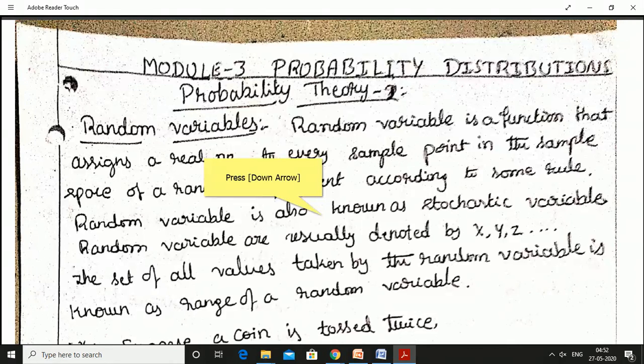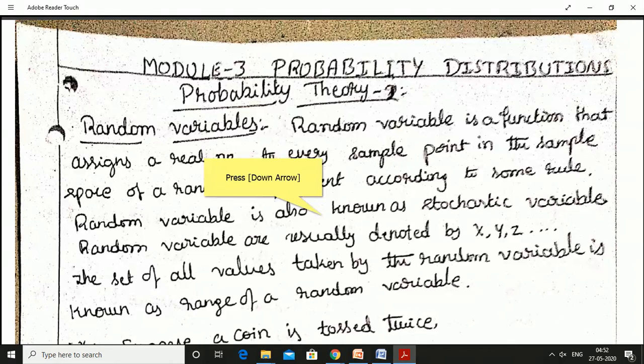The set of all possible outcomes of a random experiment is known as the sample space. Here we are discussing random variables. A random variable is a function. It assigns a real number to every sample point in the sample space according to some rule. A random variable is also known as a stochastic variable. Random variables are usually denoted by X, Y, Z, etc.